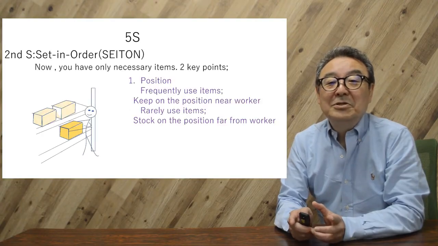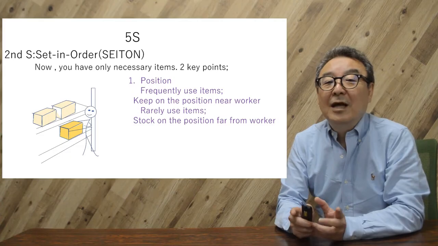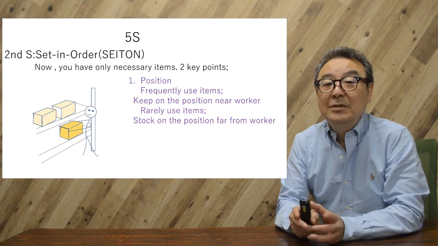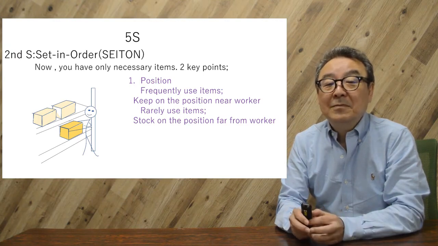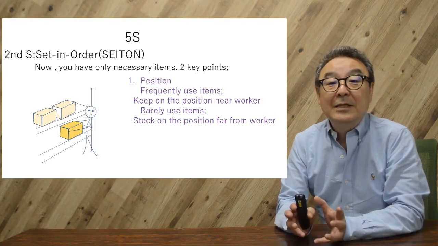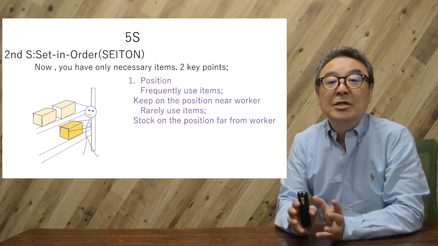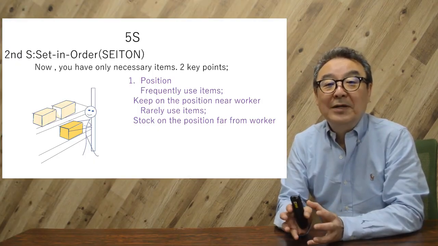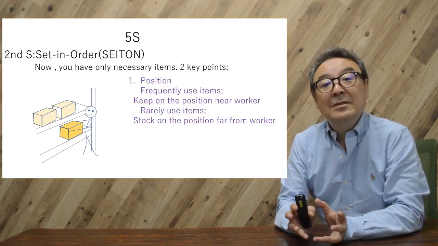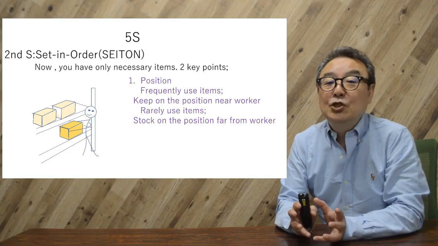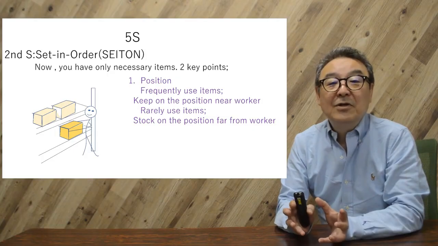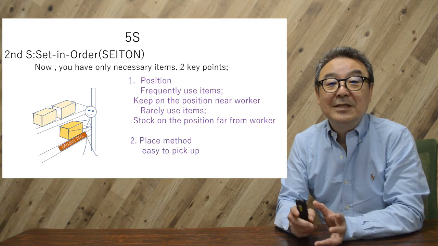After sort, we start to set in order, which means how to organize necessary items. There are 2 key points. One is position. The items which are used frequently, like every day, every hour, should be placed near work. And items which are used rarely, like once a month or once a year, should be placed far from work. So now, the near field of the worker has enough space.